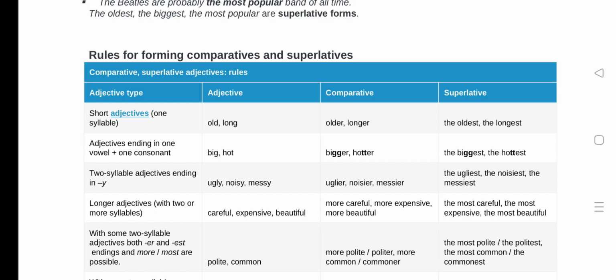Two syllable adjectives ending in Y. When the two syllable adjective ends with Y, then what will we do? We will replace the Y with I-E and R. So let's see the examples. Ugly, noisy, messy. The comparative adjectives will be uglier, noisier, messier. Superlative will be the ugliest, the noisiest, the messiest.